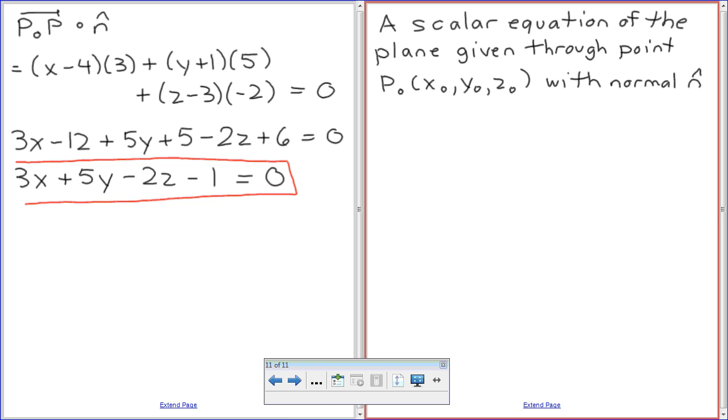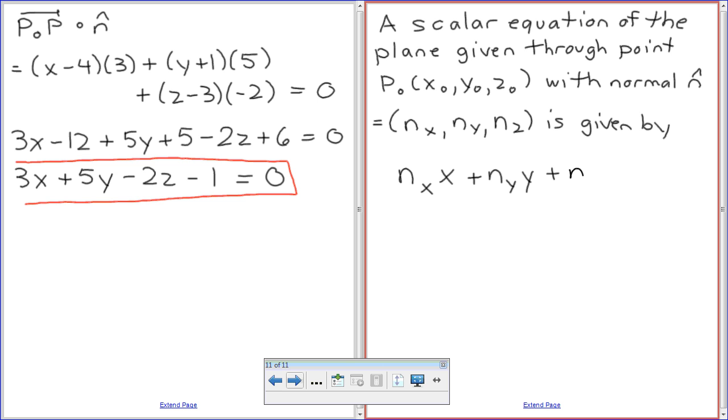A scalar equation of the plane given through point P naught, (x naught, y naught, z naught), with normal N hat equals (nx, ny, nz), is given by nx x plus ny y plus nz z plus d equals 0. Okay, so that's basically just summarizing what we just did.